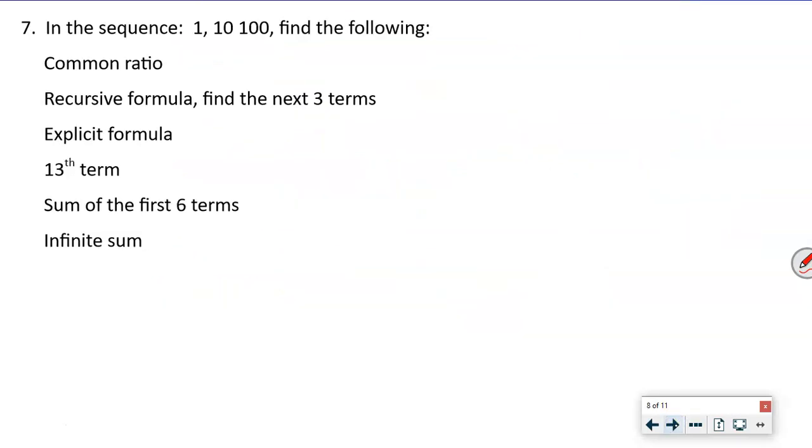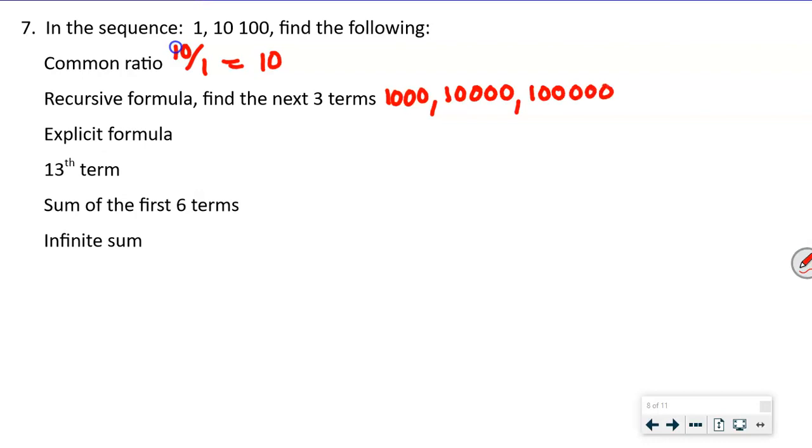So number 7. Again, we're going to take the second term and divide it by the first term. So that's going to give us our common ratio, which is going to be 10. So when we multiply 10 times 100, we get 1,000. We multiply 1,000 times 10, we get 10,000. And then we get 100,000 for our last term. Those are our next 3 terms.